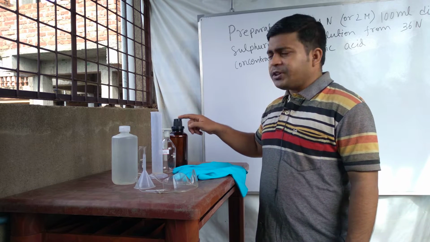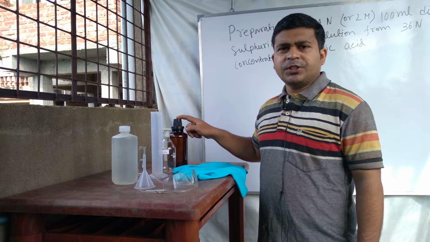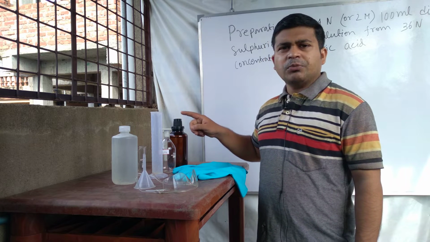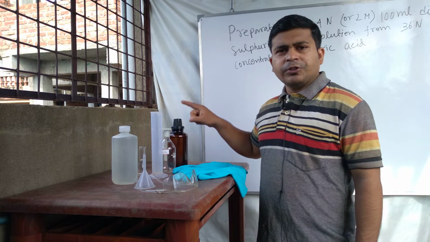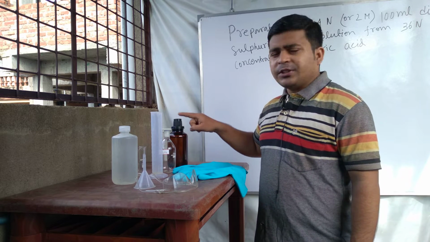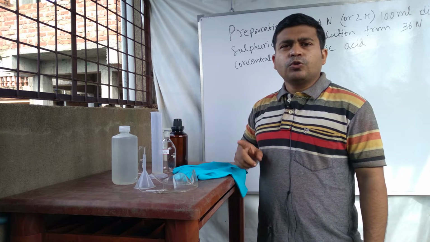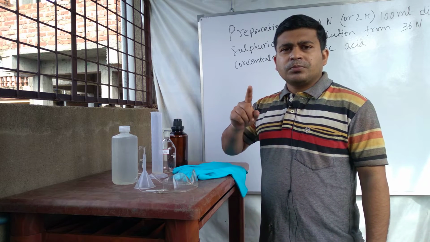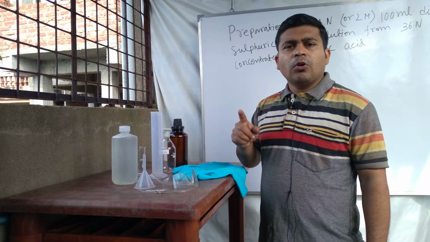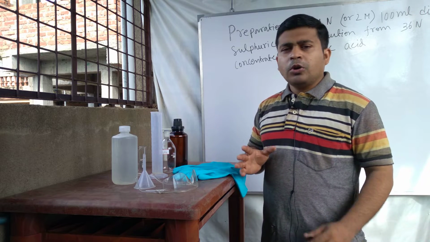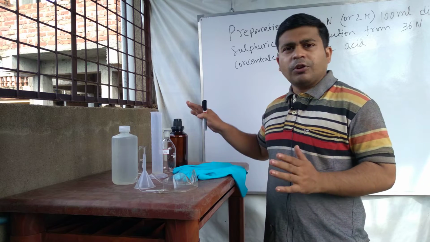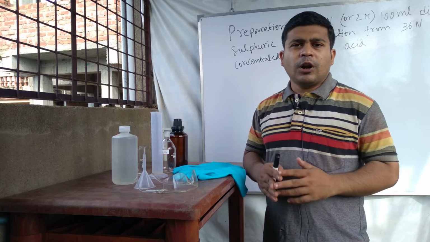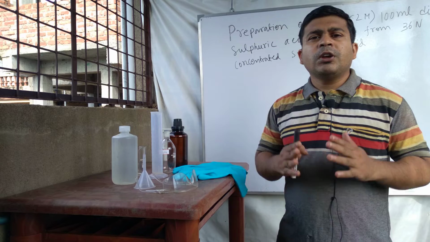Our concentrated sulfuric acid is 36 normal. So at first I would like to show you the calculation of how much concentrated sulfuric acid of 36 normal is required to make 100 ml dilute sulfuric acid solution of 4 normal. So we first see the calculation of how much concentrated sulfuric acid is required for this 100 ml dilute sulfuric acid solution.